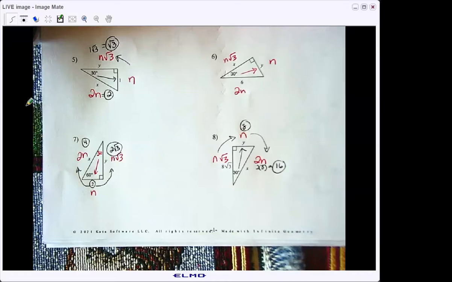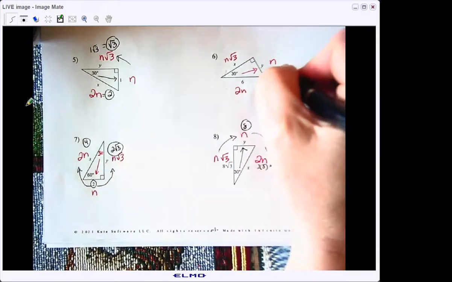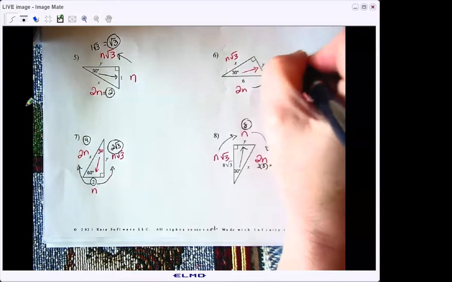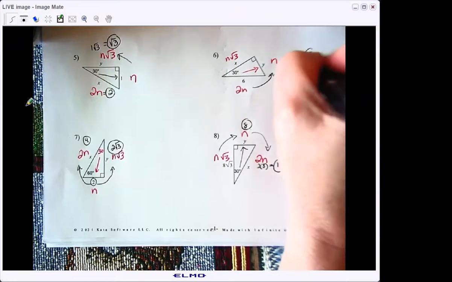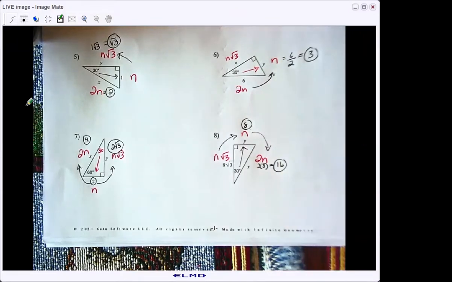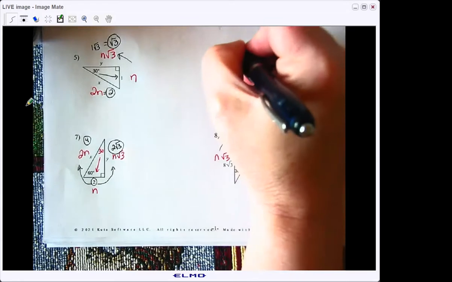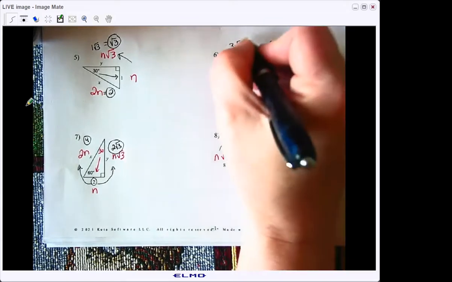So am I going to multiply or divide to get N? Divide, okay? Because we're going smaller, we have to divide. So we're going to divide this way. So 6 divided by 2, N is 3, which makes the long leg what, people? 3√3. Good. Let's do 3√3, and you're done.